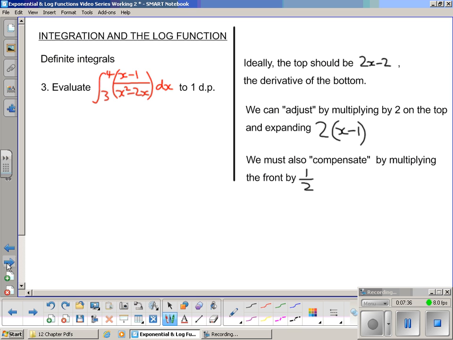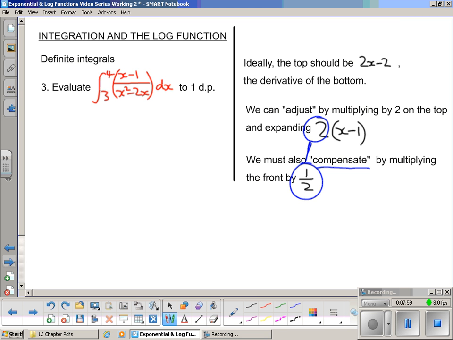And when we do that, we obviously have to compensate for that. Now, what's the compensation of multiplying by 2? Multiplying the front by the inverse of that, which is a half. You can always check whether you're adjusting and compensating correctly, because the product of your adjustment and your compensation should always work out to be equal to 1.